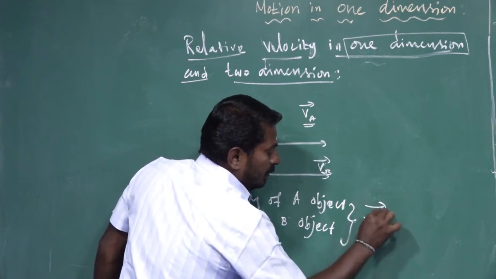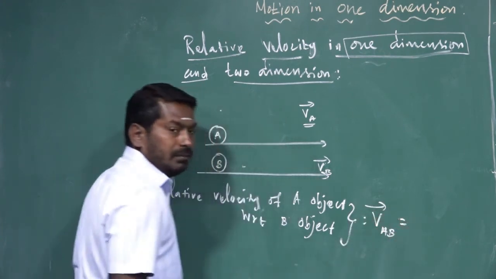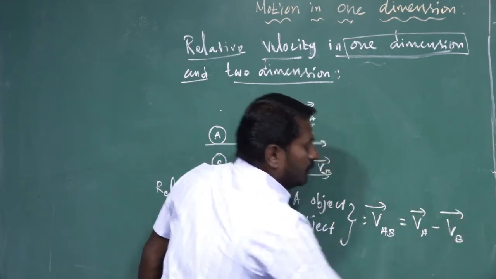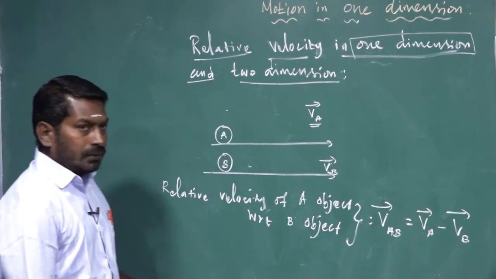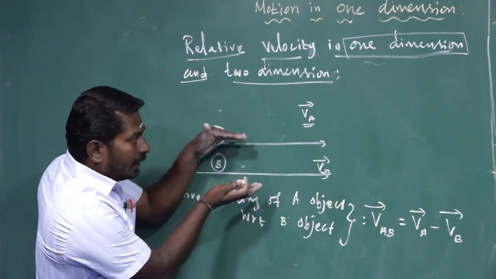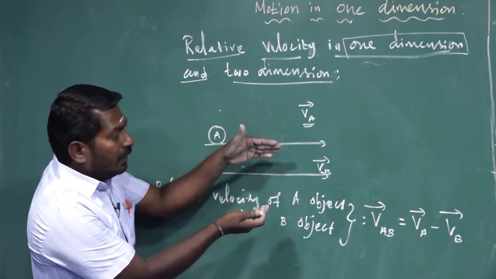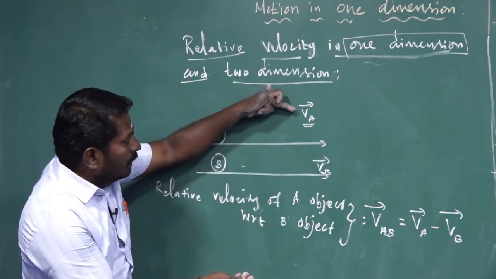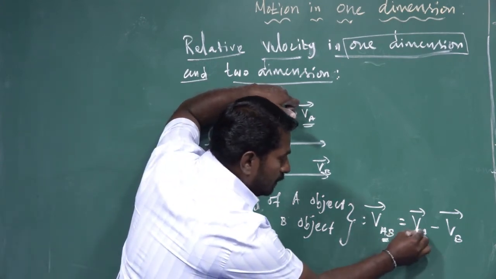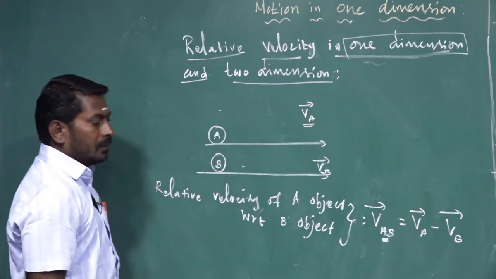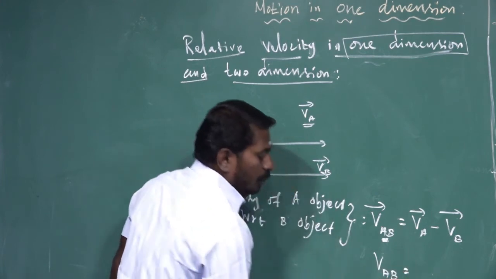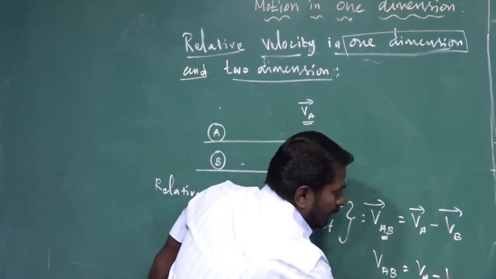So the relative velocity of object A with respect to object B is equal to VA vector minus VB vector. So this is an important expression. There are two objects traveling along a straight track with different uniform velocities VA vector and VB vector. So the relative velocity of object A with respect to object B is equal to VA vector minus VB vector. In magnitude, the relative velocity of object A with respect to object B is equal to VA minus VB.